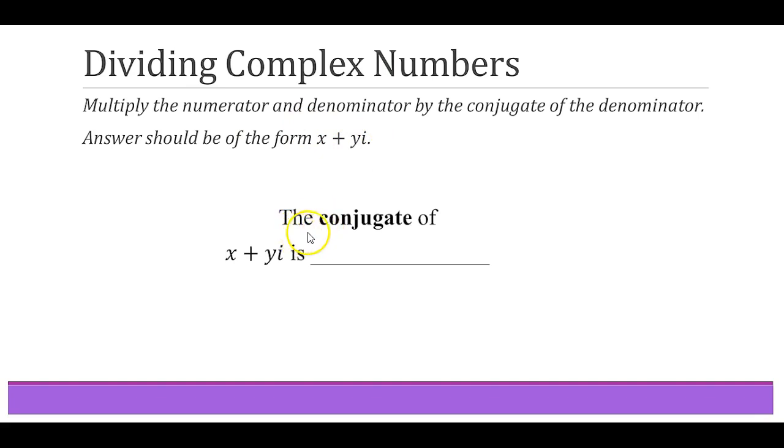So let's remind ourselves of what a conjugate is. The conjugate of, let's say, x plus yi in general is x minus yi. So remember, we change the sign in between the two parts, in this case the real part and the imaginary part. So we're going to multiply the numerator and denominator by the conjugate of the denominator.